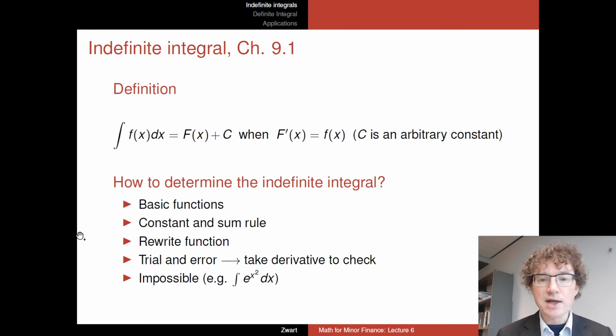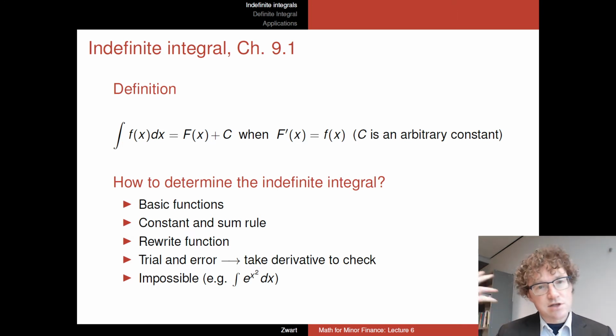So we're going to have a look at how to determine these indefinite integrals. First we'll have a look at some basic functions, in particular power functions and exponential functions. Then we look at some rules: constant rule, sum rule, multiplication by a constant, so adding up different functions, so what happens then. We'll have a little bit of a look at rewriting functions in order to be able to compute the indefinite integral.